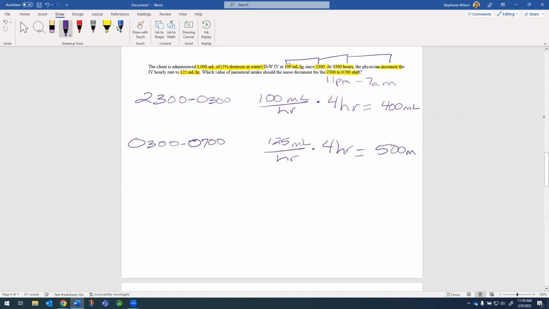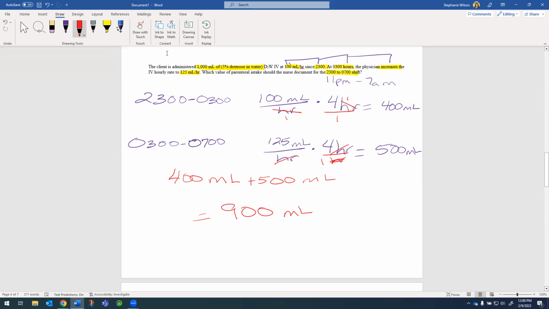And I'm going to take just a minute to show you what happened to the hours. This is actually seen as over 1. So 1 hour over hour reduces down to 1, right? So the same here. Oops, this should only be 1. Okay. So now I'm going to add this up. I got 400 milliliters plus the 500 milliliters. So the total intake during this shift is 900 milliliters.